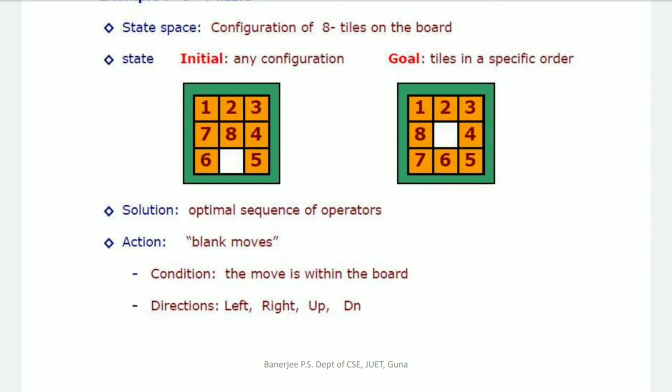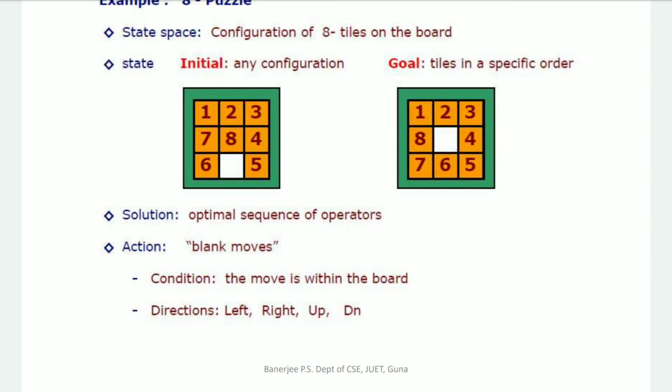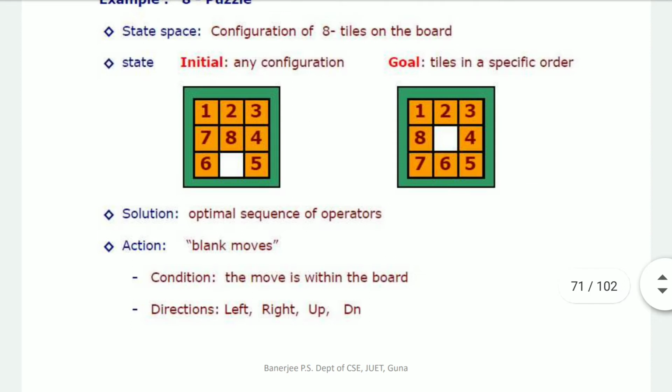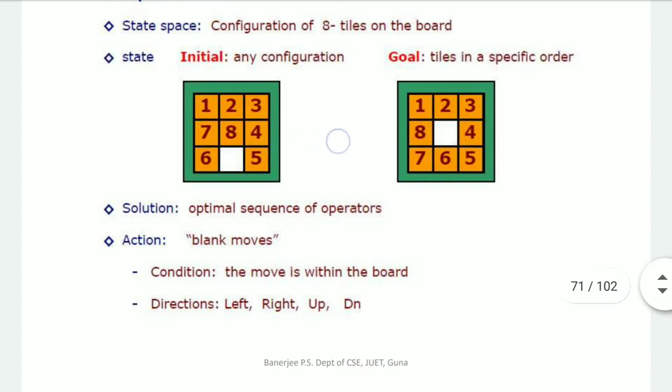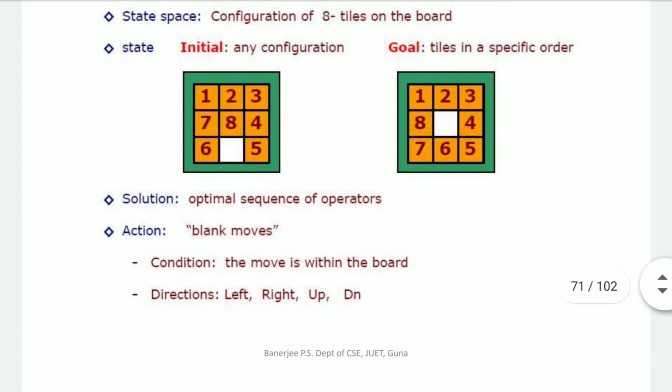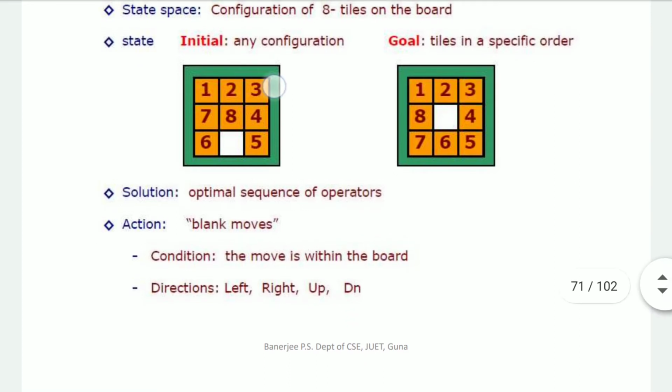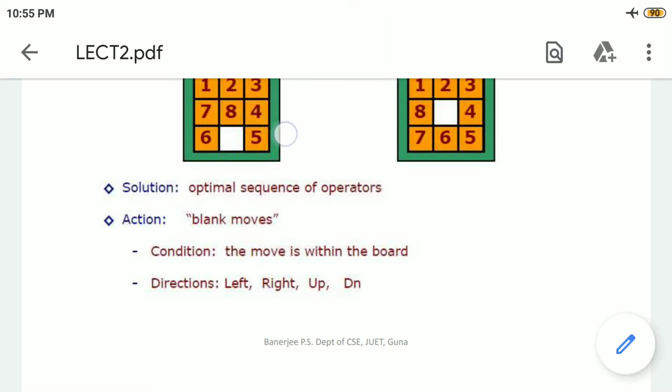So the solution should be what? It should be an optimal sequence of operators. Optimal sequence of operators means, just look at these two configurations first, forget about anything else. You have to move these elements in such a way, this was a childhood game, I hope many of you remember. You have to move them in such a way that they come to this configuration from this one. Fine. So you might be thinking that the elements to be moved are either 1 2 3 7 8 4 6 and 5, right?